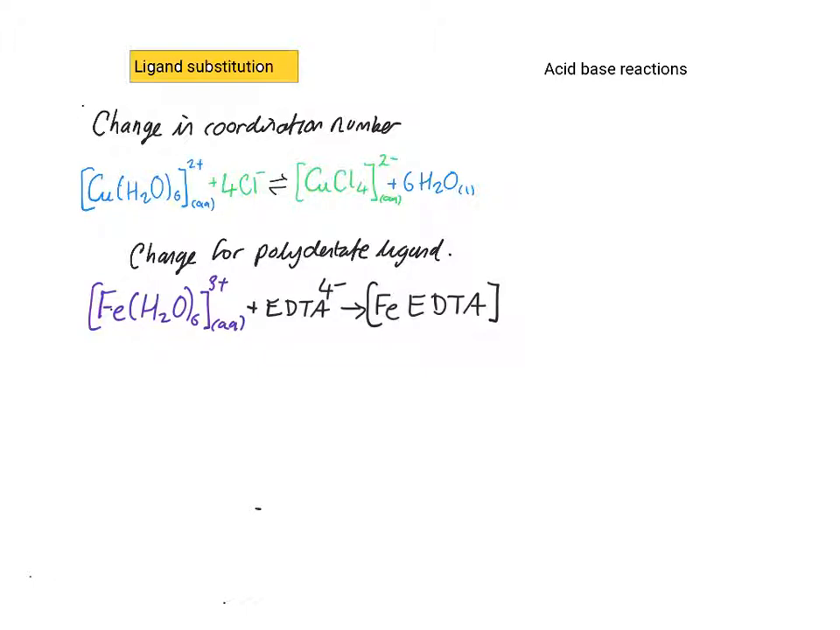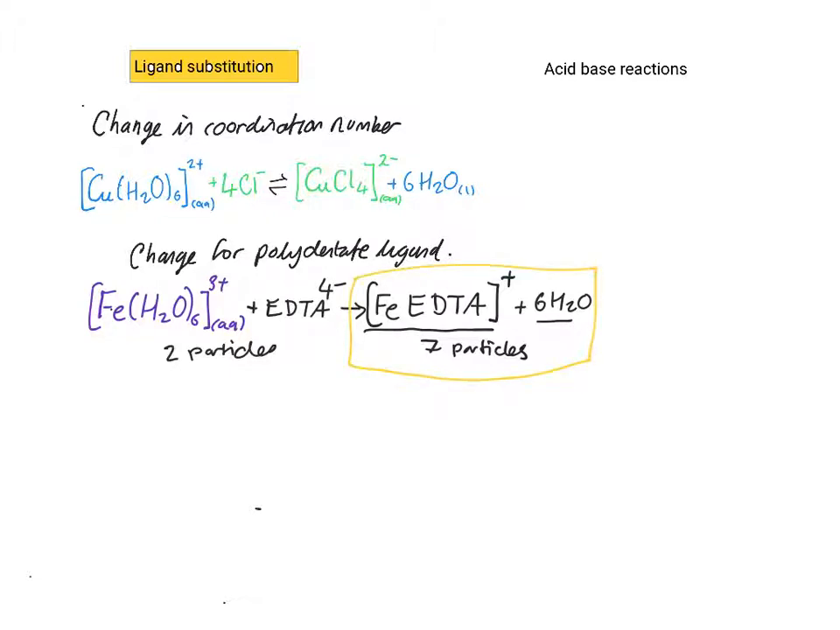The reason why it's more stable is that if you look on the left-hand side, you have 2 species, and if you look on the right-hand side, you have 7 species. So there is an increase in entropy, which is why the reaction proceeds to the right, and it's much more feasible.